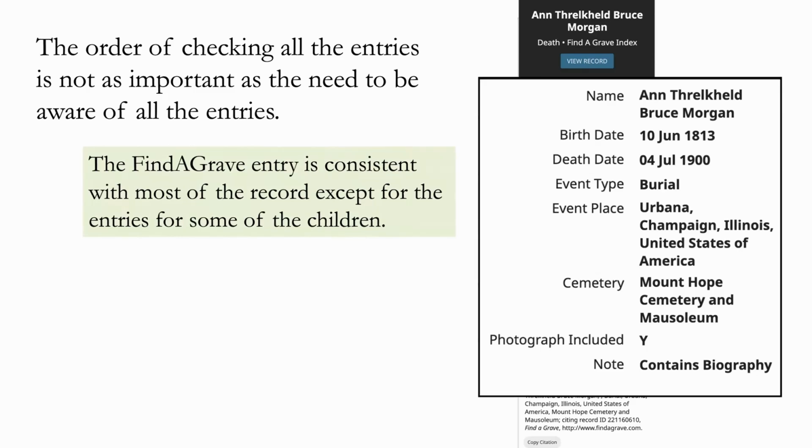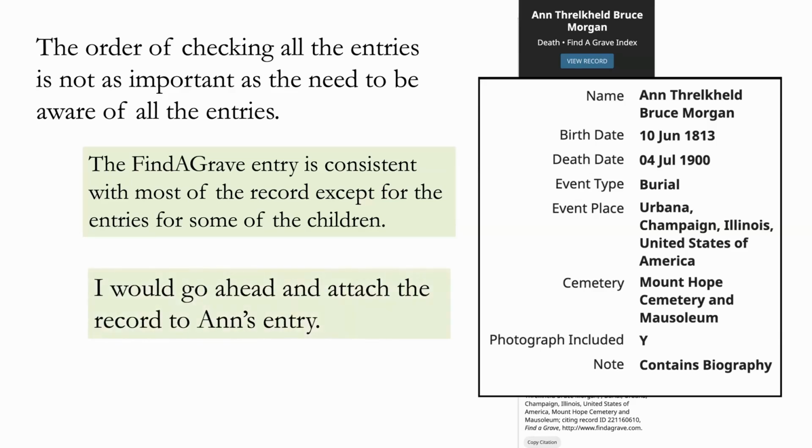The only ones that are different now, if we've resolved the 1813 to our satisfaction, is the record of some of the children. And let's look at what happens there. So at this point, I would go ahead and attach the record from the record hint to Anne's entry. I just do that. Now, whether all of the information is correct on the children, that is the next step.